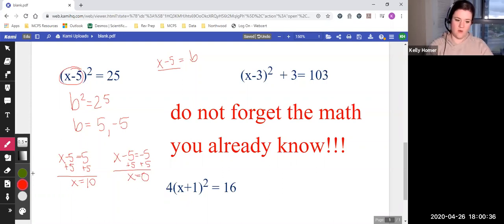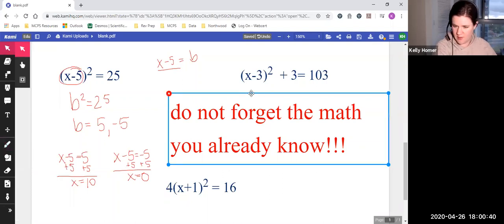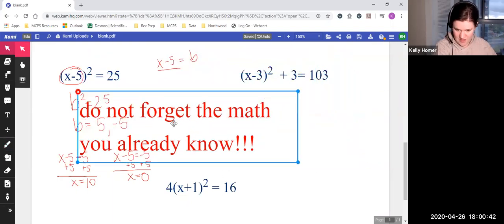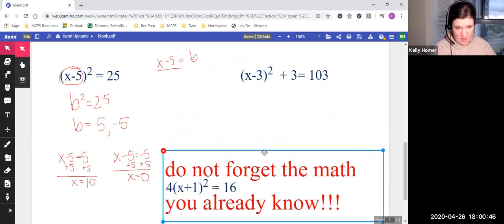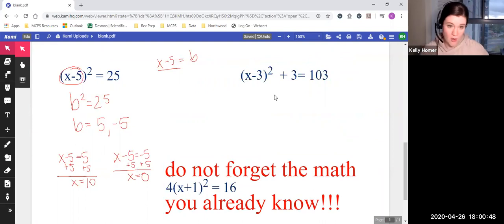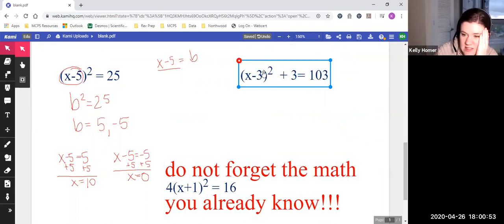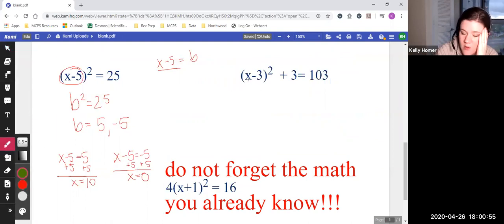Don't forget the math you already know. I'm going to turn away from red because some people get really intimidated by red, but I'm going to keep this somewhere here. Don't forget the math you already know. Okay, so I don't want to forget the math I already know. I know I want to get into this parentheses. I want to find x, right? But I have all this stuff happening to it, so I need to undo that stuff.